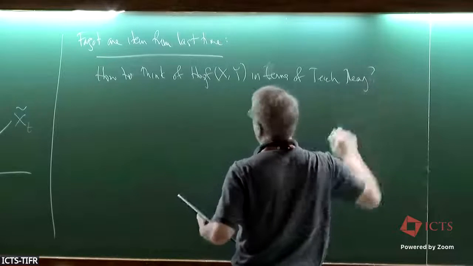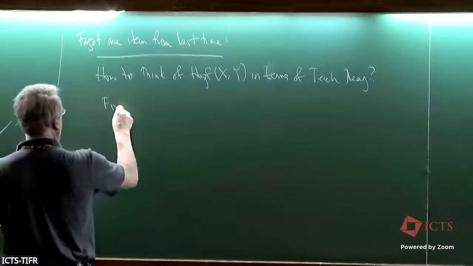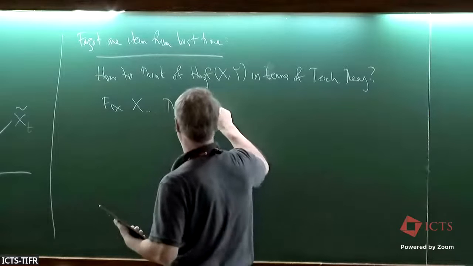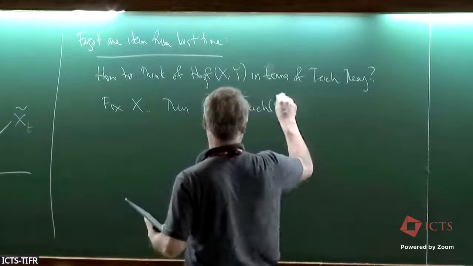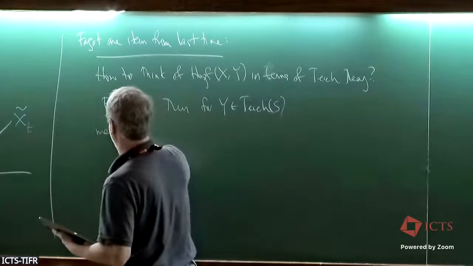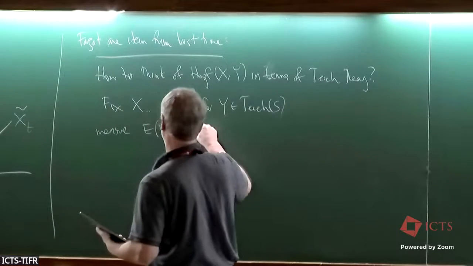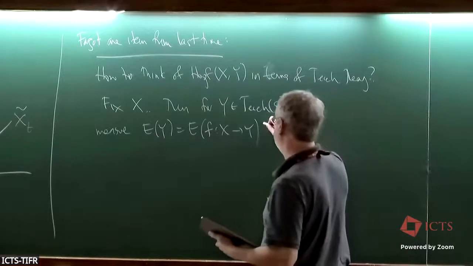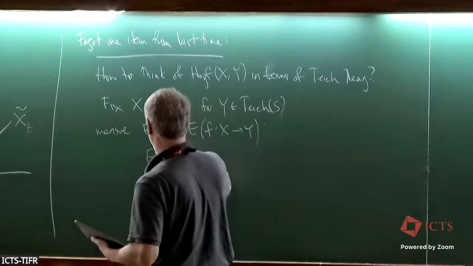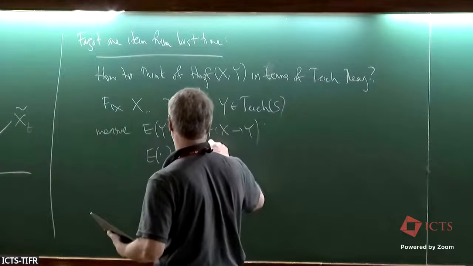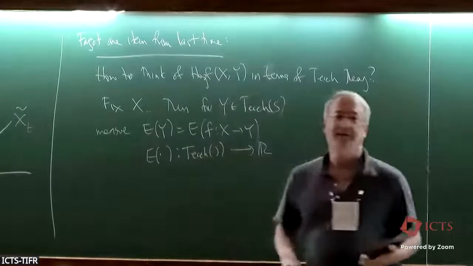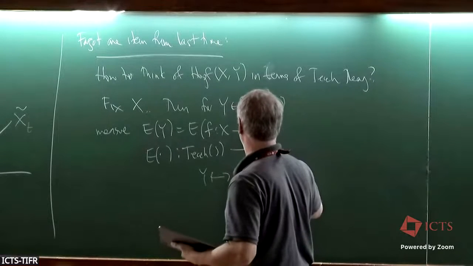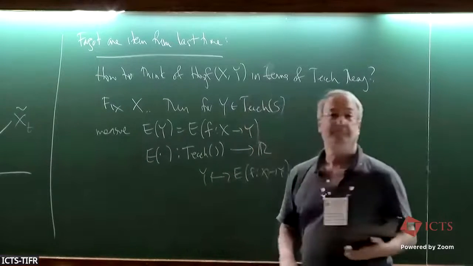It works like this. Now fix the conformal structure X. Then for Y in the Teichmuller space, measure the energy of Y, by which I mean the energy of the harmonic map from X to Y. If you like, this is a function on Teichmuller space, a real valued function. You plug in a point in Teichmuller space and read off the energy. So I have a function on Teichmuller space.